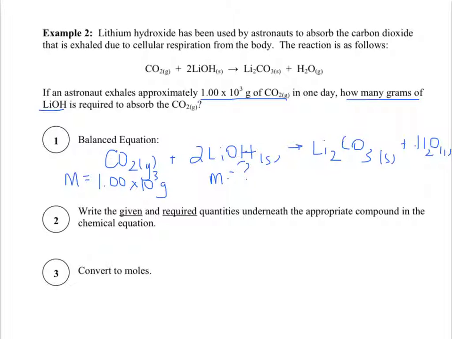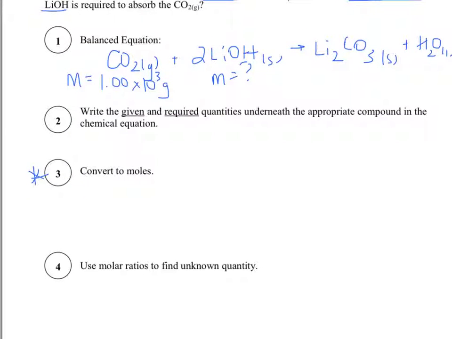Okay. So notice that the first two steps are the same, balanced chemical equation, then we write down the given and required. Now what we have to do is, since they don't give us moles, we have to convert to moles. So step 3 is a new step. To do so, we take a look at what's given. We have mass of CO2, which is 1.00 times 10 to the 3 grams. And we know that moles is equal to mass divided by molar mass.